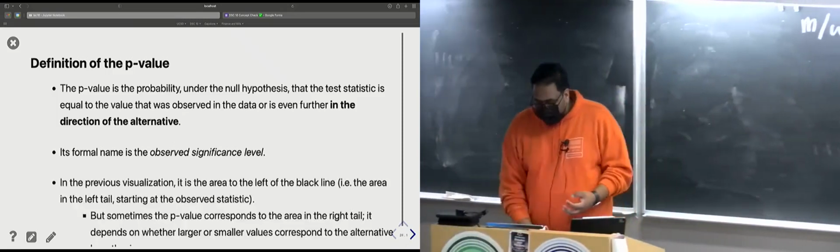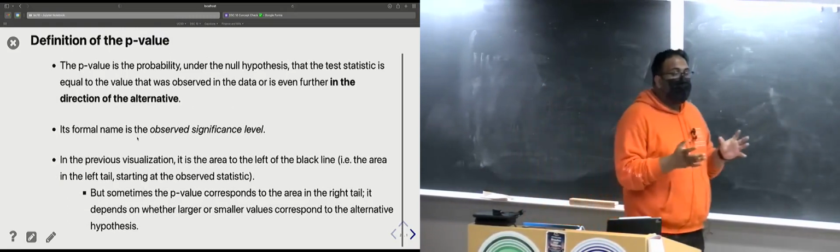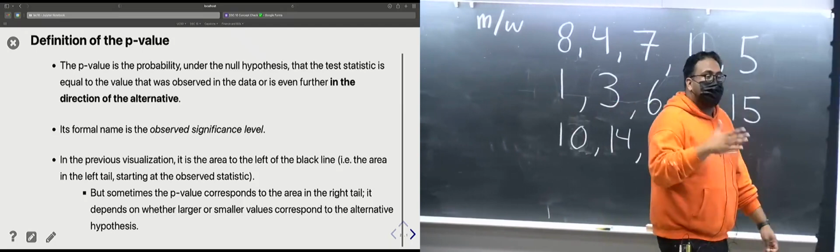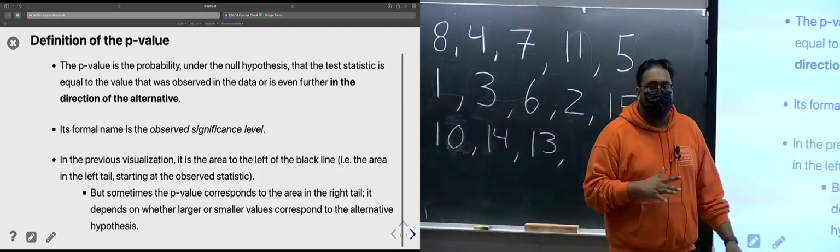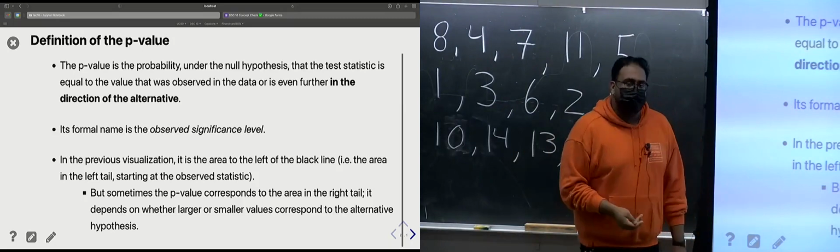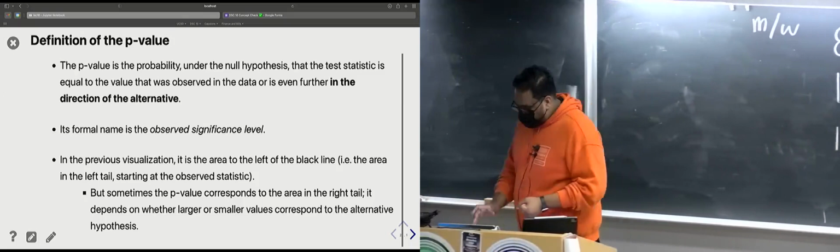Okay? Now, this is kind of reiterating what I just said. In our example, we looked at the area to the left of the black line, right? To the left of the observed statistic. Sometimes we will look at the area to the right of the observed statistic. And in our final example today, we will do just that.